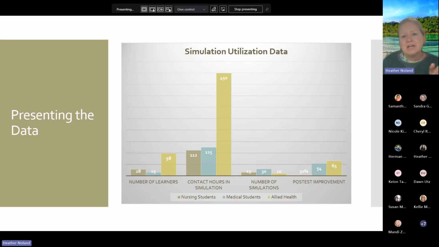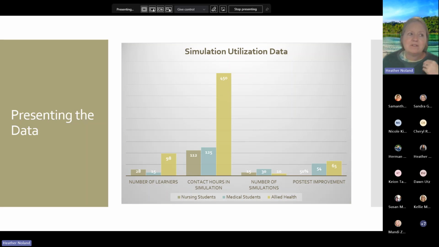You can look at pre-test, post-test improvement. All of that is quantitative data. And usually when we have quantitative data, we need to put some thought and some meaning behind it to make sure we can say, okay, this is the number of hours they're spending in simulation versus this is the number of hours they're spending in the clinical environment. And so you might have to do a little bit more than just represent the numbers.